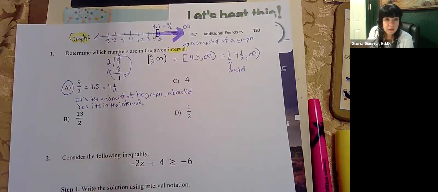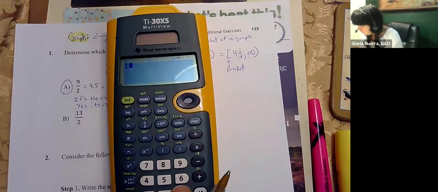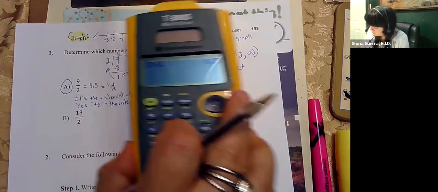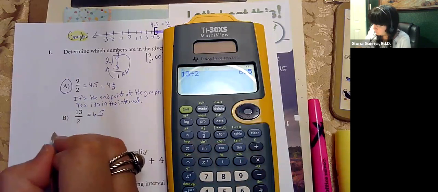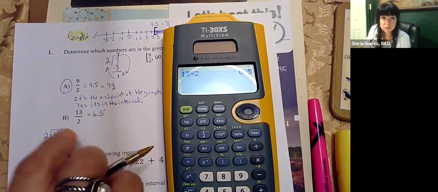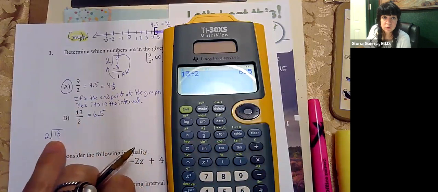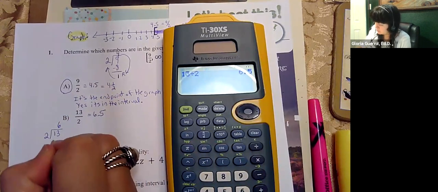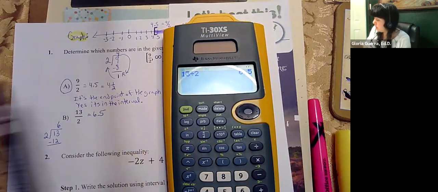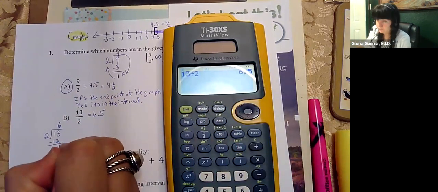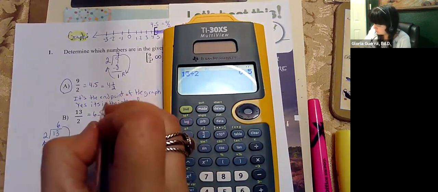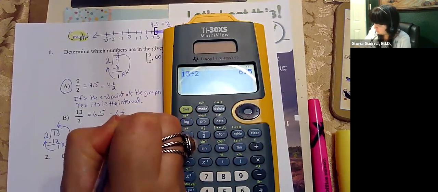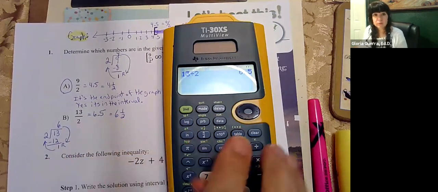Okay, now I go to B, which is 13 halves. What's 13 divided by 2? It's about 6.5. And if I wanted to make a fraction out of it, 13 divided by 2, see how the numerator goes inside the house? 2 goes into 13 about 6 times, because 6 times 2 is 12, and 13 minus 12 is 1 remainder. So this is actually 6 and 1/2, and they're all positive.